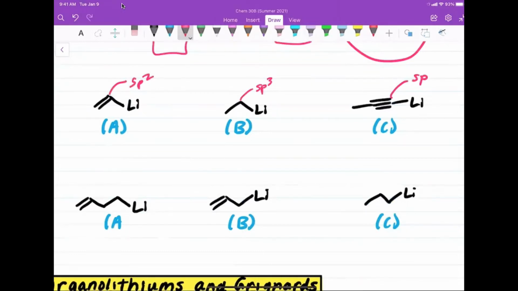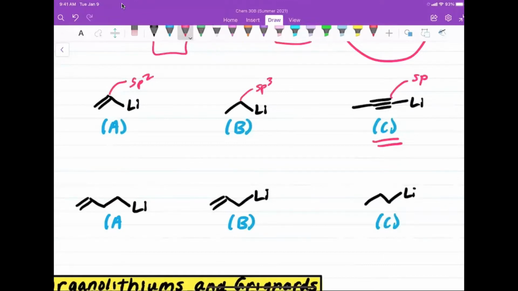And remember that hybridization puts S character closer to the nucleus. So it can better stabilize an anion if you have more S character, because that anion will be held closer to the positively charged nucleus. So the most stabilized thing up here is C, but that means it's the least reactive.